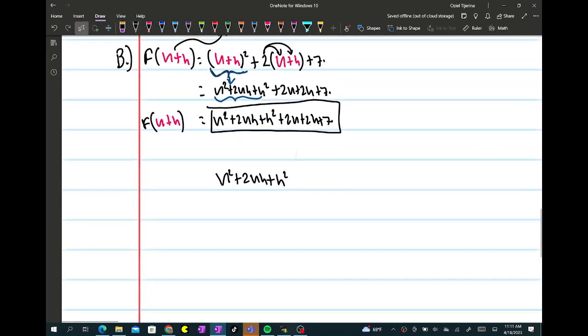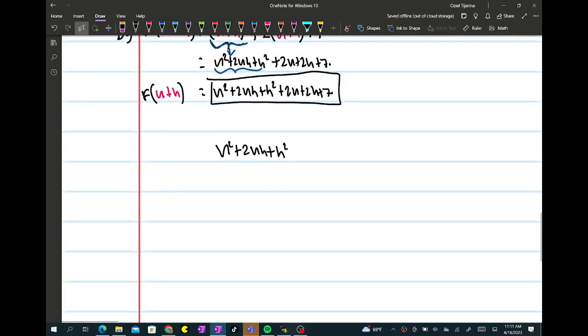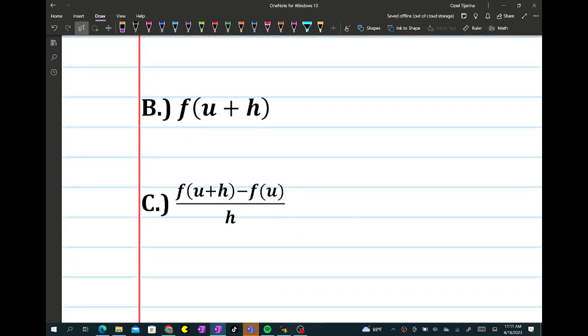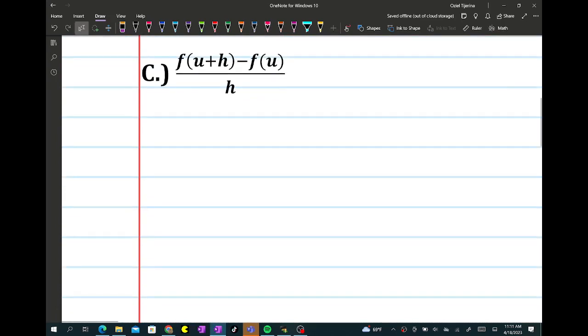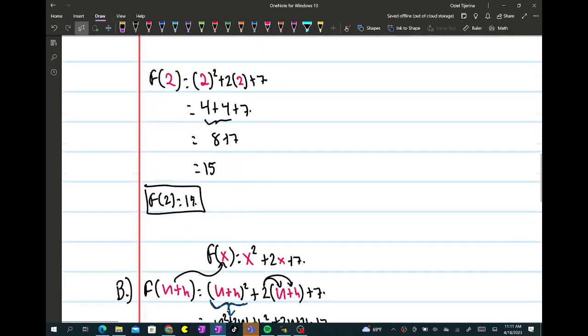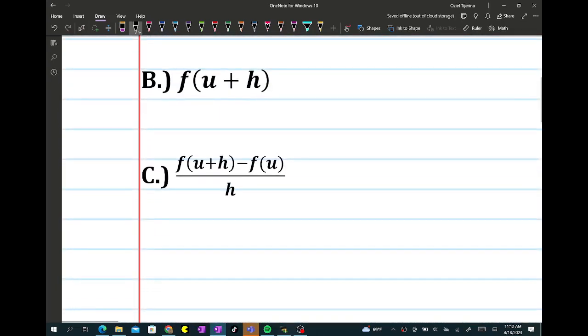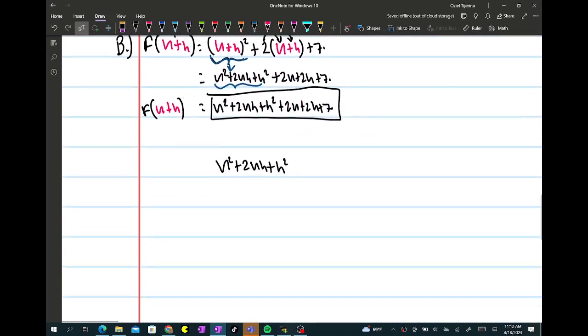Okay, so that is for part B, that is f of u plus h. And now we need to know for part C. Part C is actually more difficult. Well, if you think about it, we know what f of u plus h is, so we kind of already figured that out. Let me just write down what the problem is. f of u plus h minus f of u, all over h.